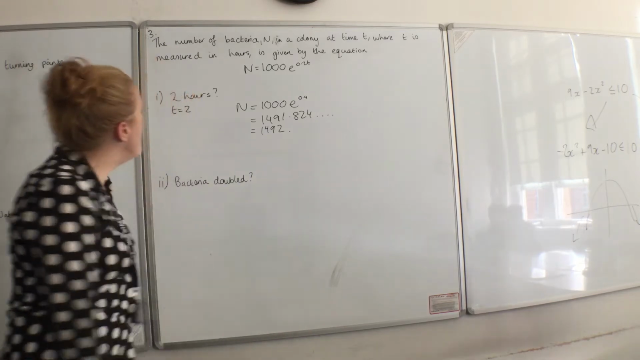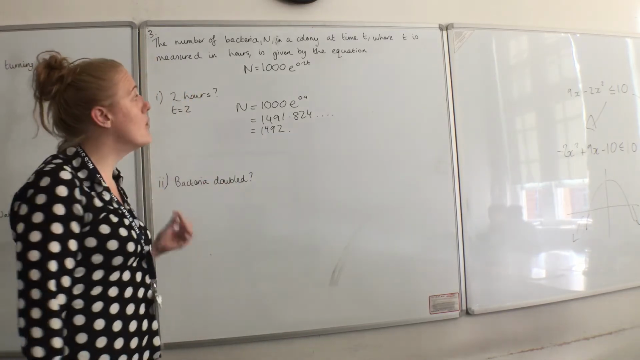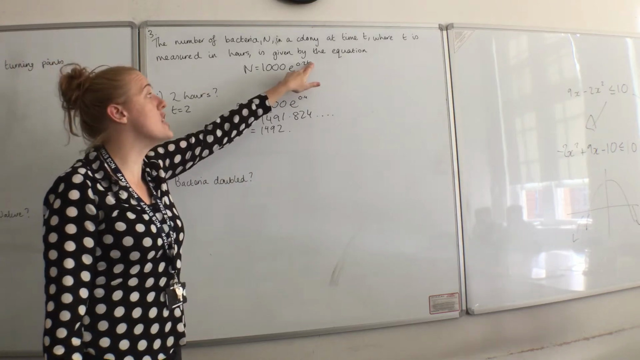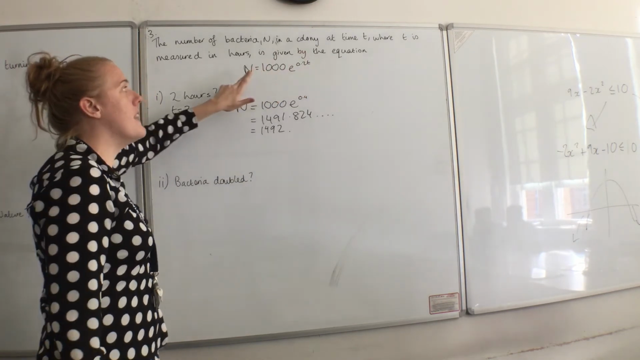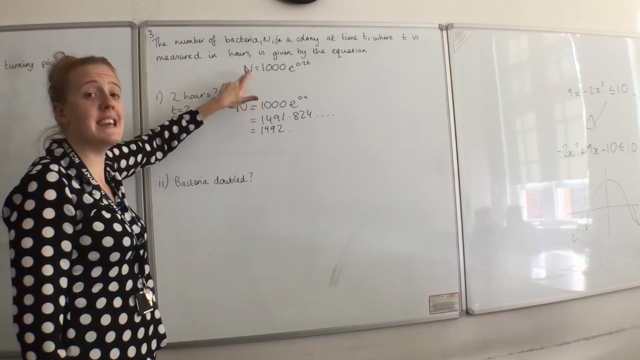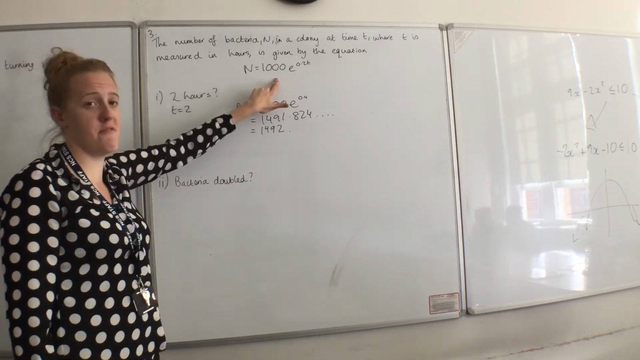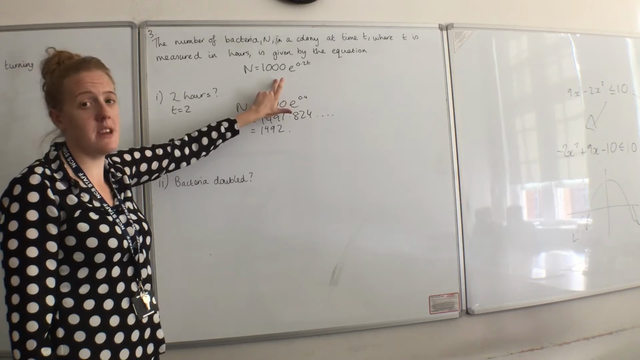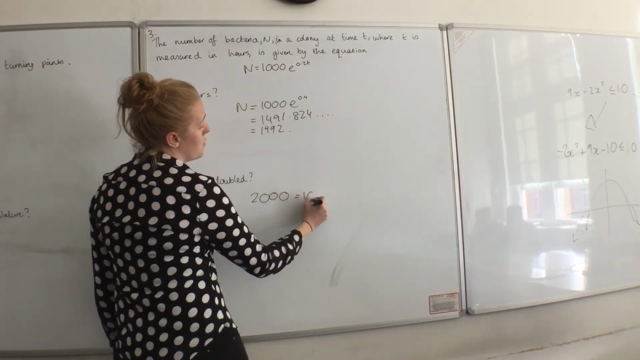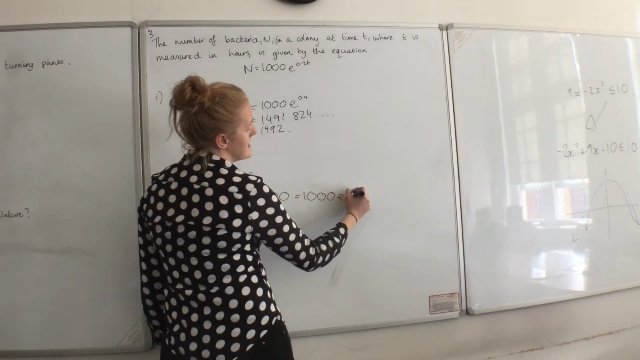Okay? The next question wanted to know how long it would have taken for the bacteria to have doubled. So we're essentially looking for t, given that we know the number of bacteria. So as we talked about before, we need to make sure that that is 2,000. That is double the amount of bacteria that there was at time t equals 0. So we've got 2,000 is equal to 1,000 e to the 0.2t.